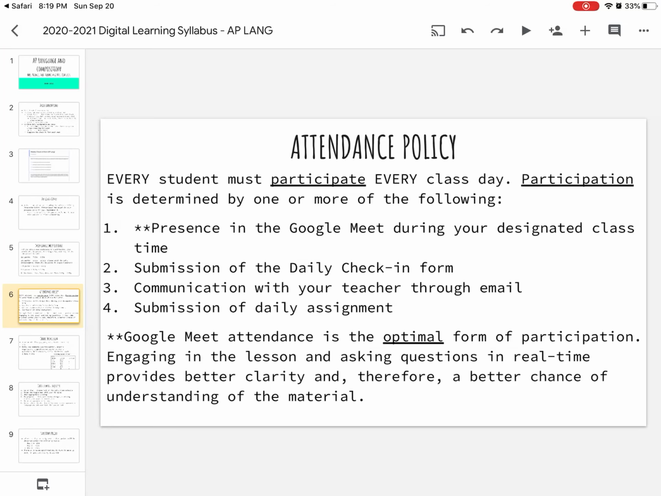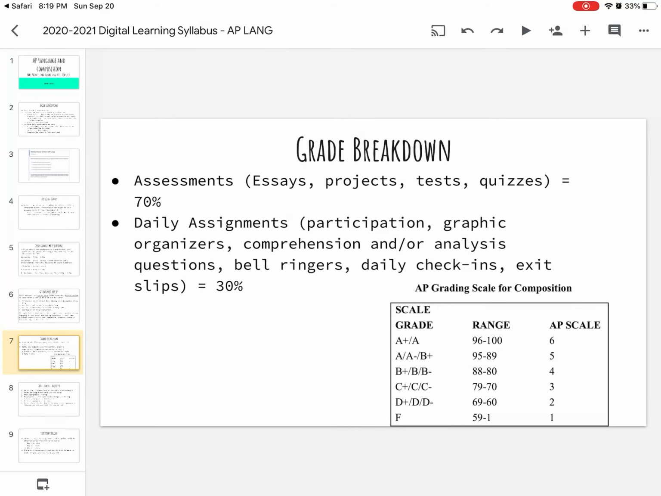Attendance policy. Grade breakdown. 70% of your child's grade is comprised of assessments. So that means essays or components of essays that we're counting as assessment grades, projects, tests, and quizzes. The daily assignments make up 30% of your student's grade.